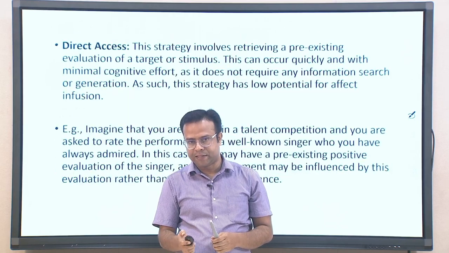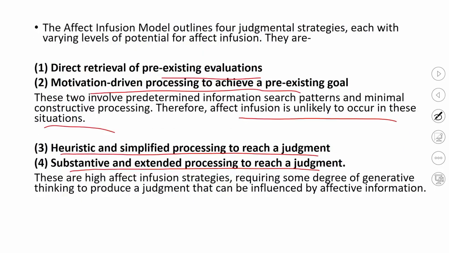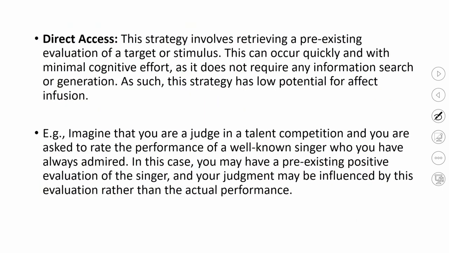So, let us see these four. The first one is direct access, the first condition that we talked about, direct retrieval. What happens in this condition? This strategy involves retrieving a pre-existing evaluation of a target or stimulus. This can occur very quickly and with minimum cognitive effort. You do not need much mental effort. You know something very clearly, it is there in your mind, and you just retrieve it. This does not require any information search or generation, and there is not much difficulty in getting access to it. You can directly access it.